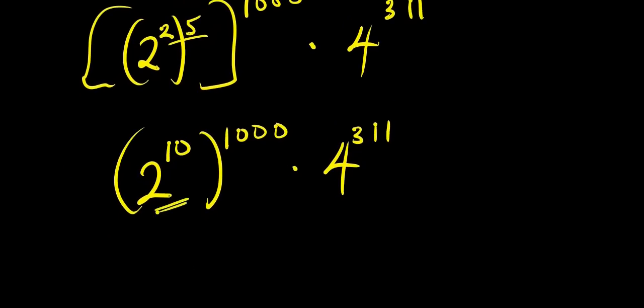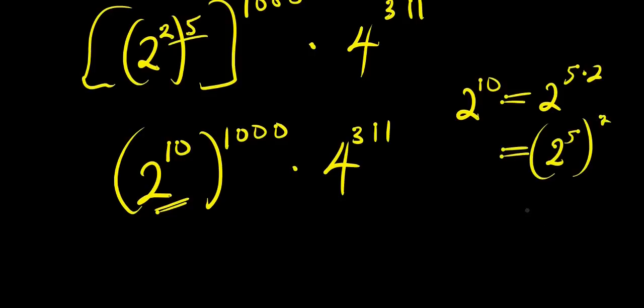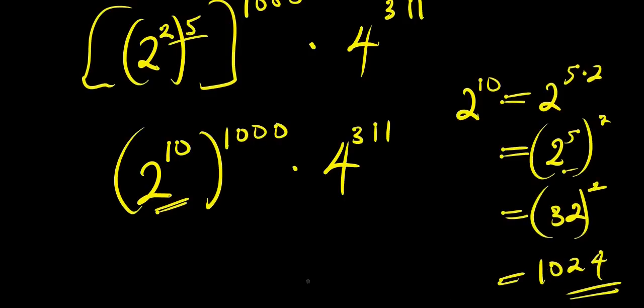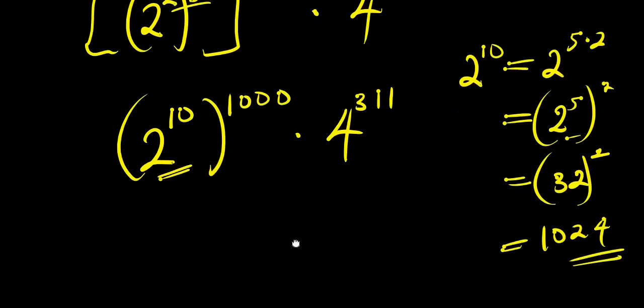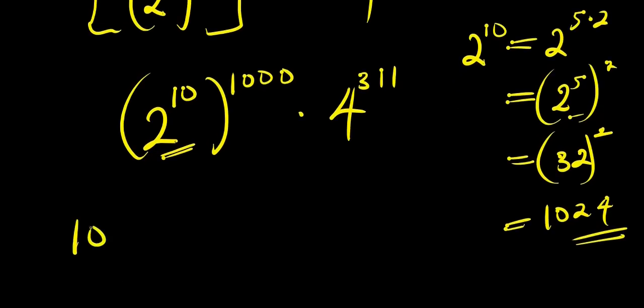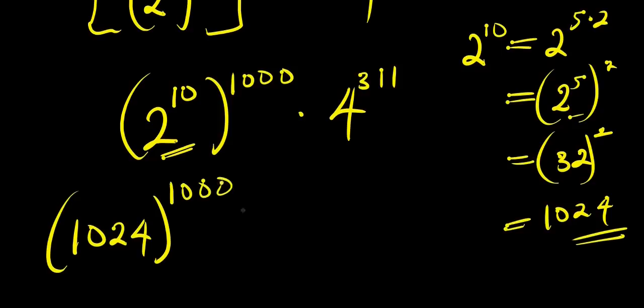Now 2 to the power of 10 is what? 2 to the power of 10 equals 2 to the power of 5 all to the power of 2. And 2 to the power of 5 is 32, that's 2 times 2 times 2 times 2 times 2, 5 places. So this is 32 power 2, and this equals 1024. So 2 to the power of 10 is 1024 to the power of 1000 times 4 power 311.